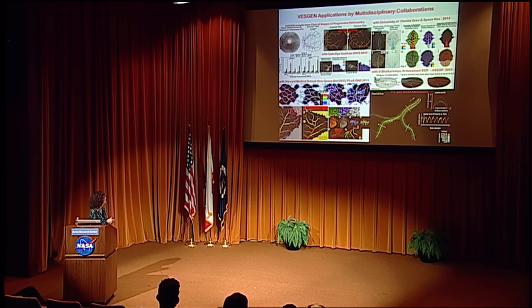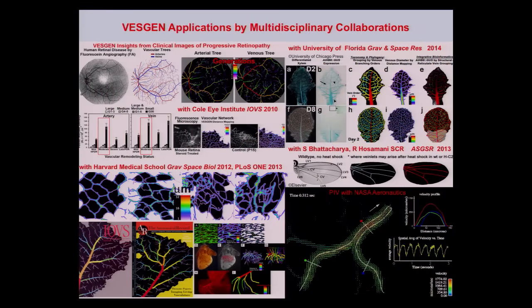Other systems we have applied the VestGen approach to include gastrointestinal inflammation, the venation patterning in the leaves of higher land plants, venation in the wings of the fruit fly, Drosophila melanogaster, which are a very important genetic model for drug discovery, and even to some extent in intravital blood flow.